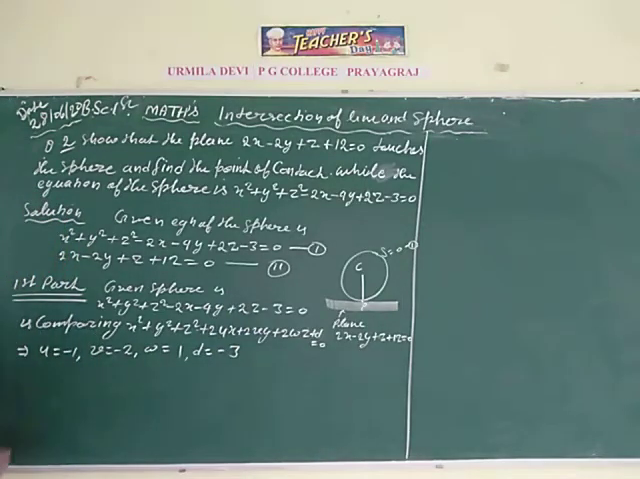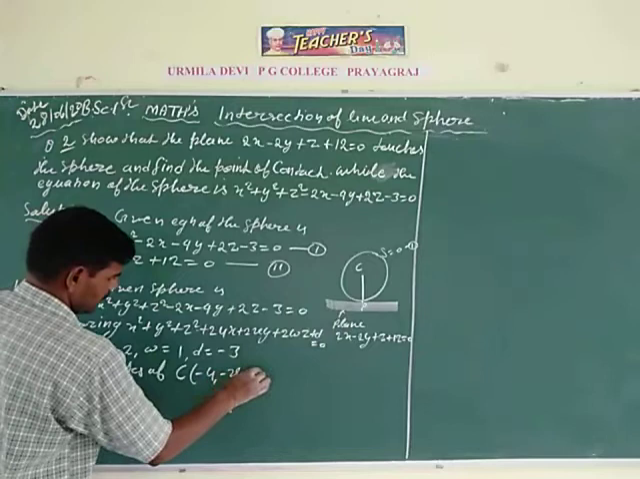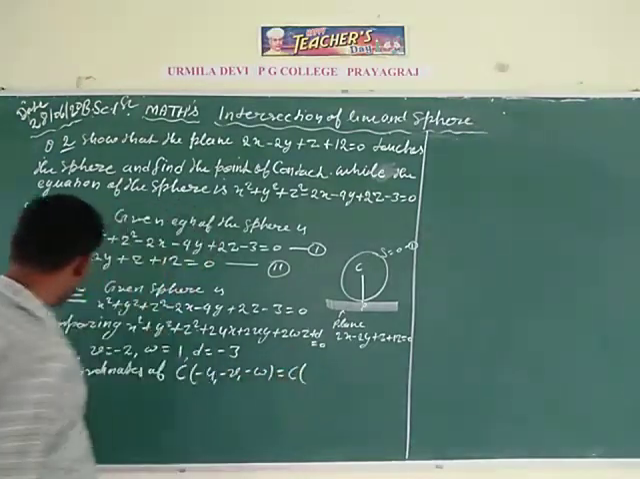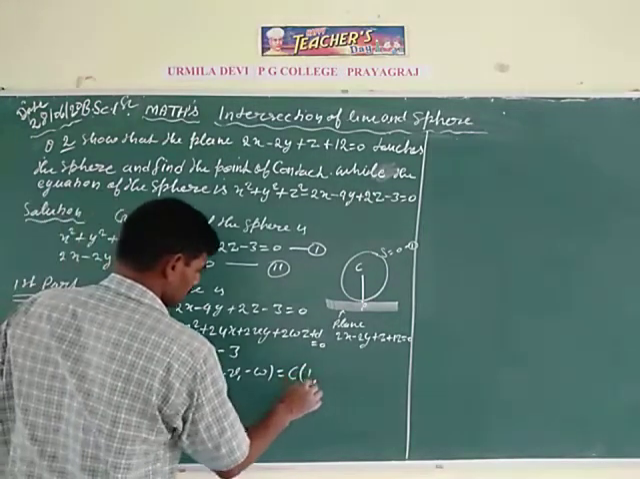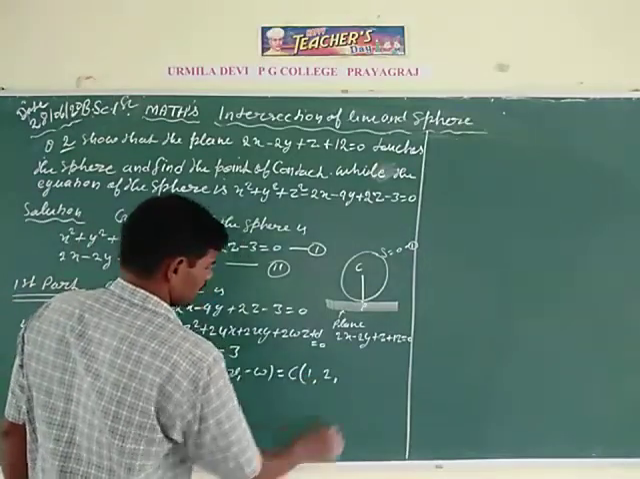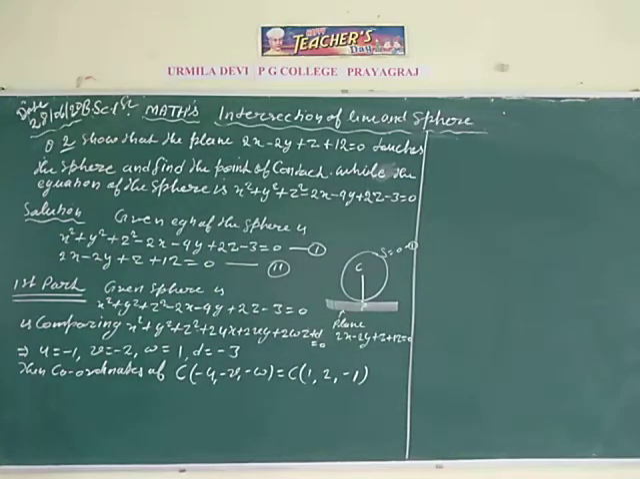So applying the suitable formula, the coordinates of center capital C are minus u, minus v, minus w. Here u is equal to minus 1, so plus 1, and v is also minus 2, so plus 2, and w is 1, so minus 1. This is the center of the sphere, capital C.